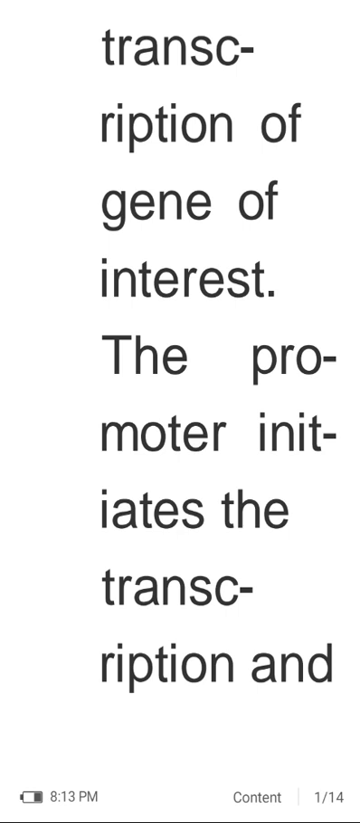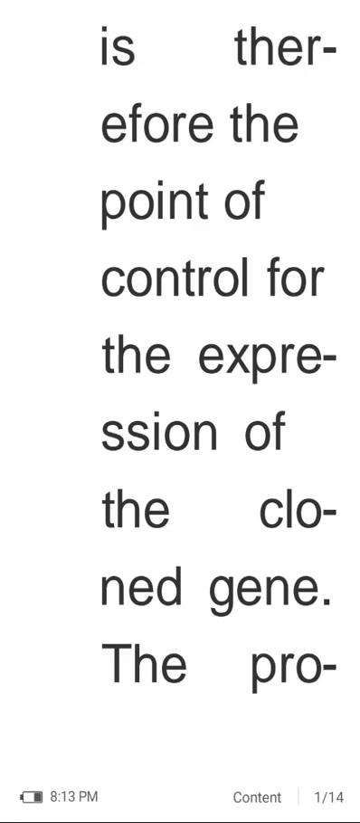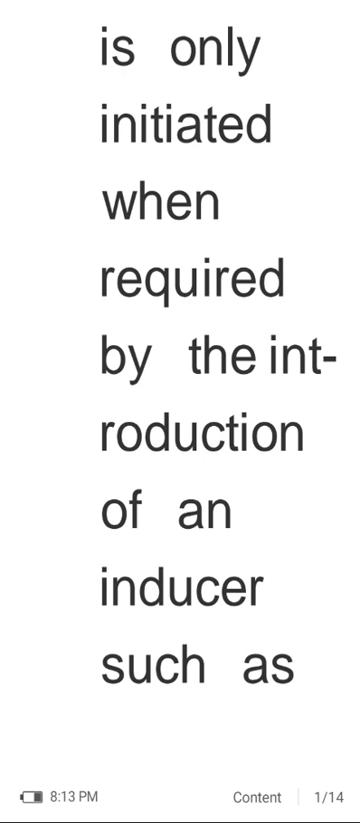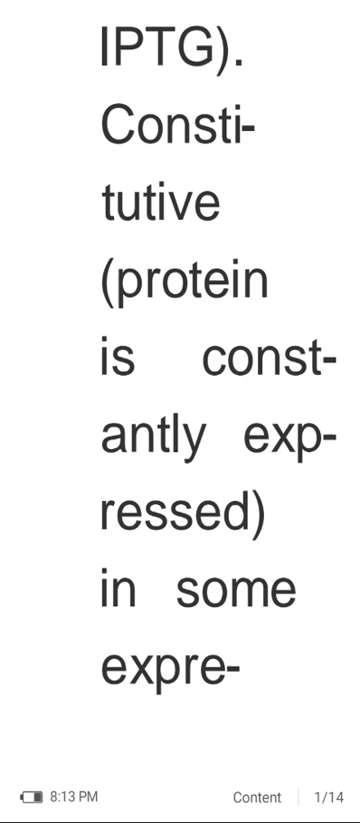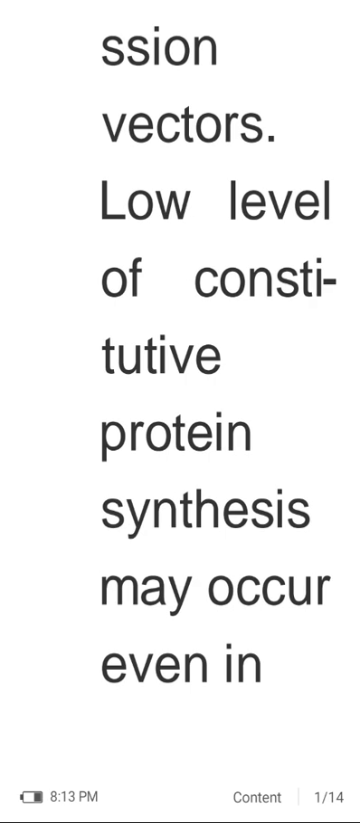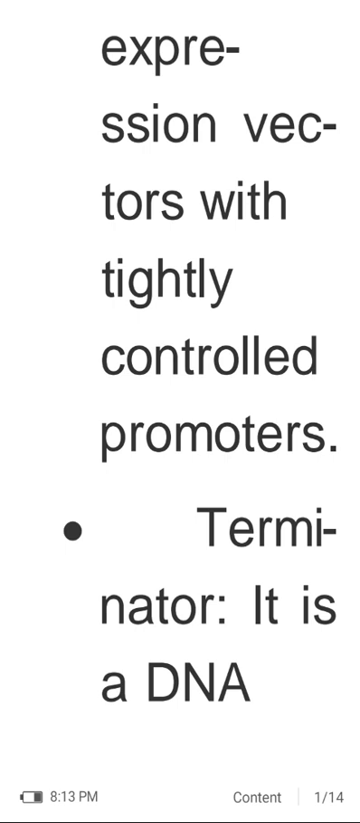The promoter initiates the transcription and is therefore the point of control for the expression of the cloned gene. The promoters used in expression vectors are normally inducible. Promoter synthesis is only initiated when required by the introduction of an inducer such as IPTG. So constitutive protein is constantly expressed in some expression vectors. A low level of constitutive protein synthesis may occur even in expression vectors with tightly controlled promoters.